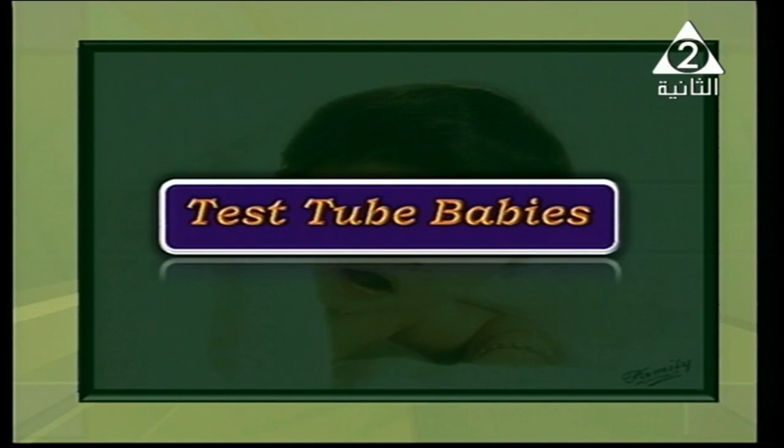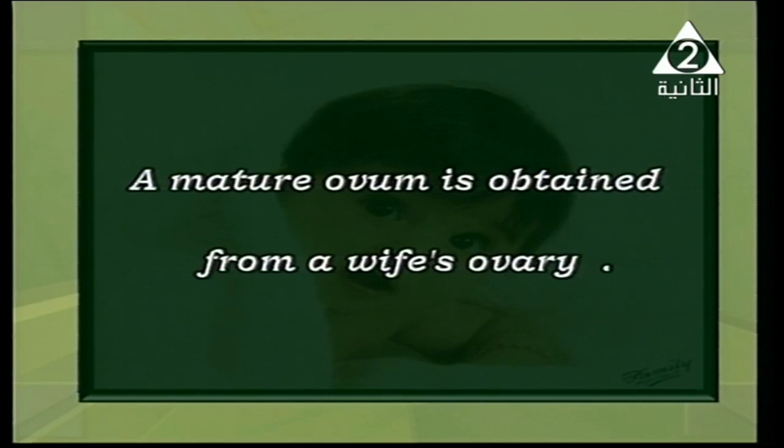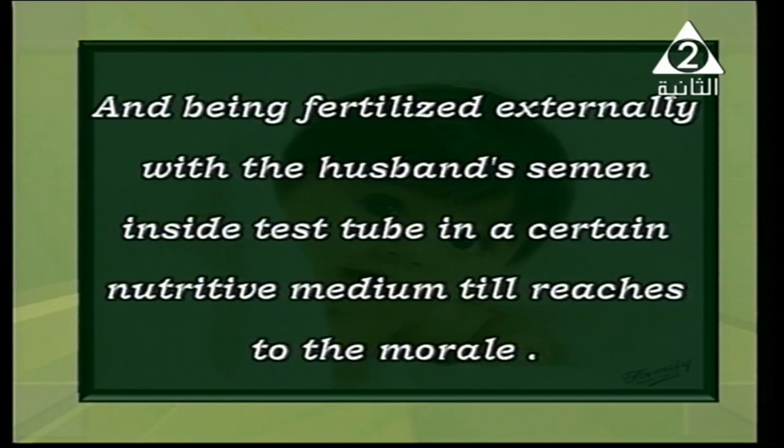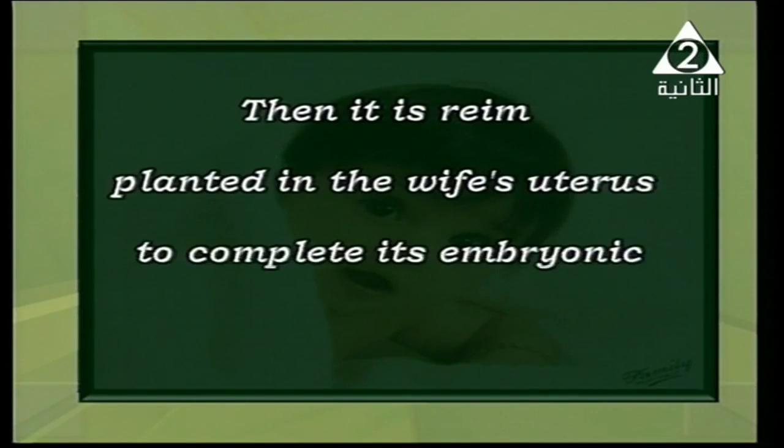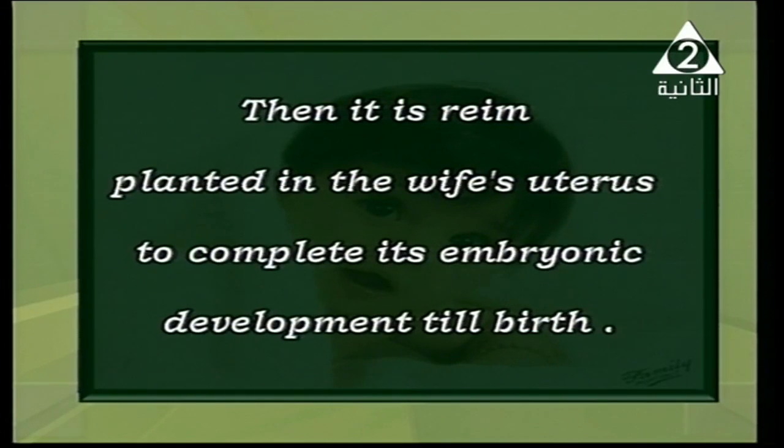So we have here the test tube babies, okay, the last piece of information in our lesson. A mature ovum is obtained from a wife's ovary. Again, we bring a healthy, strong, and mature ovum from the wife, and it is fertilized externally by the husband's sperms inside a test tube. So we bring the ovum and the sperm outside the body, and we keep them in a safe place inside a test tube, in a certain nutritive medium, until reaching the morula, and after that it is re-implanted in the wife's uterus to complete its embryonic development till birth.